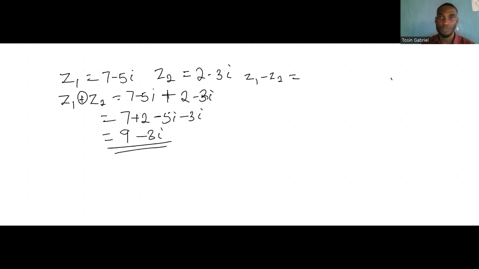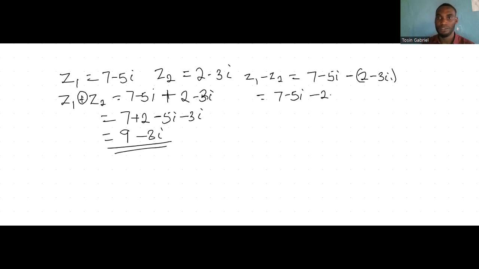First of all, you write your z1, that's 7 minus 5i, then minus, you open the bracket. Then what's your z2? The reason we open a bracket is because minus is not like plus. It will have an effect on the sign, so you have to put it in a bracket. So it's going to be 2 minus 3i. Let's open the bracket: 7 minus 5i minus 2 plus 3i.